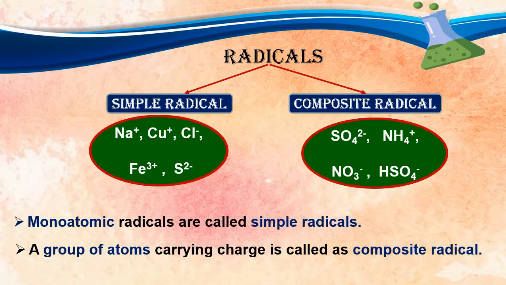As you can see, the radical SO4 2- contains 1 sulfur and 4 oxygen atoms. As it is formed by a group of atoms, it is a composite radical. NH4+ contains 1 nitrogen and 4 hydrogen atoms. So here it is also a group of atoms. That's why it is also a composite radical.